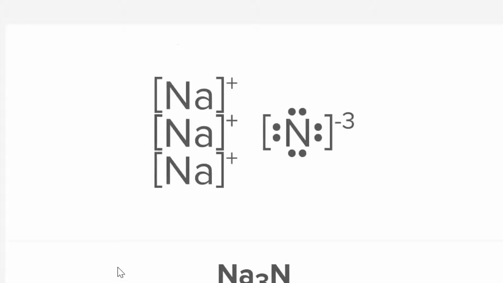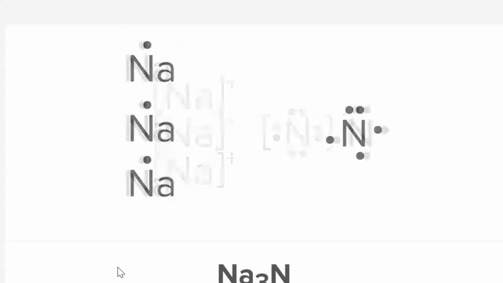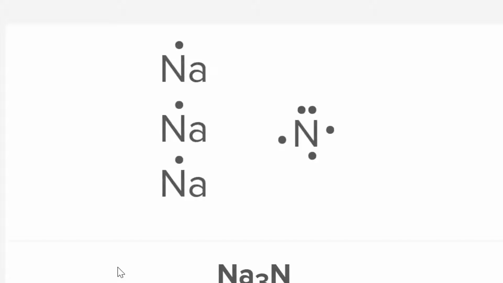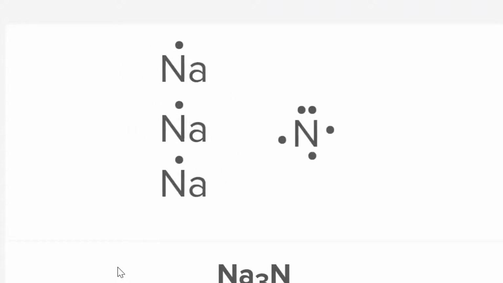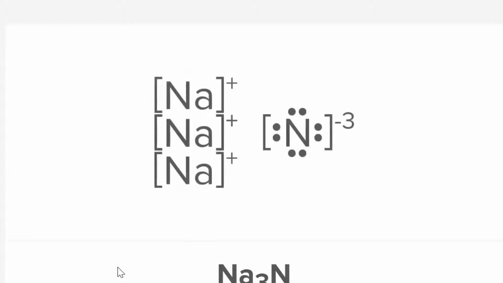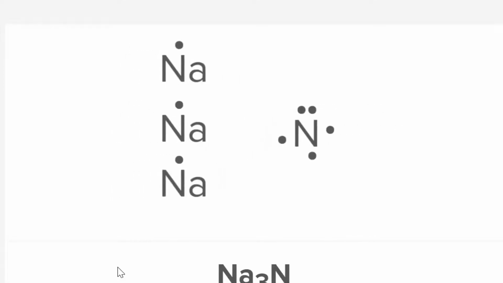And it has now 1 more proton in its nucleus, 11, than electrons on its outer shell, 10. Whereas nitrogen has gained 3 extra negatively charged electrons, and so it is -3. And of course, at the bottom, we see the formula for this compound, Na3N, and the name is sodium nitride.